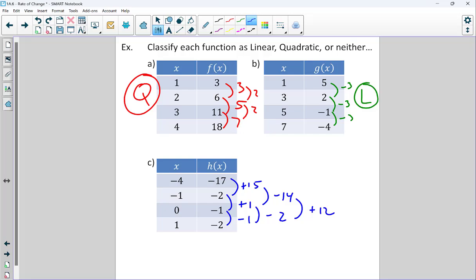There's nothing here that's going to help me answer the question. There's not enough information, so I'm just going to go with neither, because I can't draw a conclusion from this data.